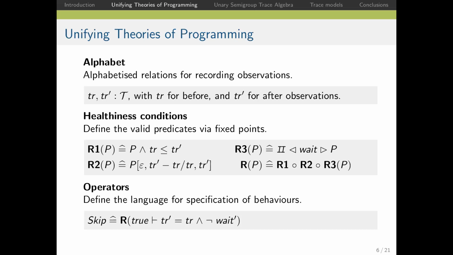And from this, we can define the operators of the language. So here's a very small example of skip, which is the process that terminates immediately. Here it's being defined as a reactive design because we're applying R to a design that has a precondition true, so it can always be applied. And as postcondition, it states that the value of the trace doesn't change, and furthermore, it terminates, not wait'.